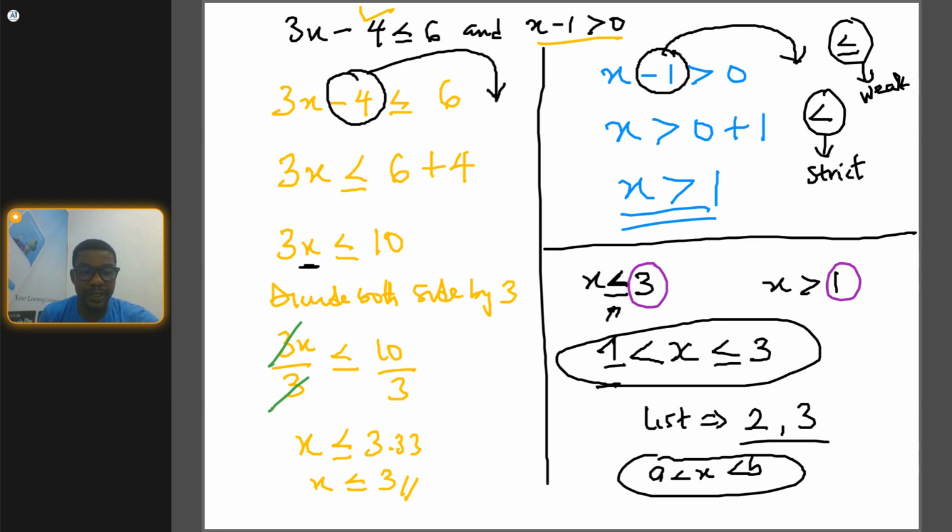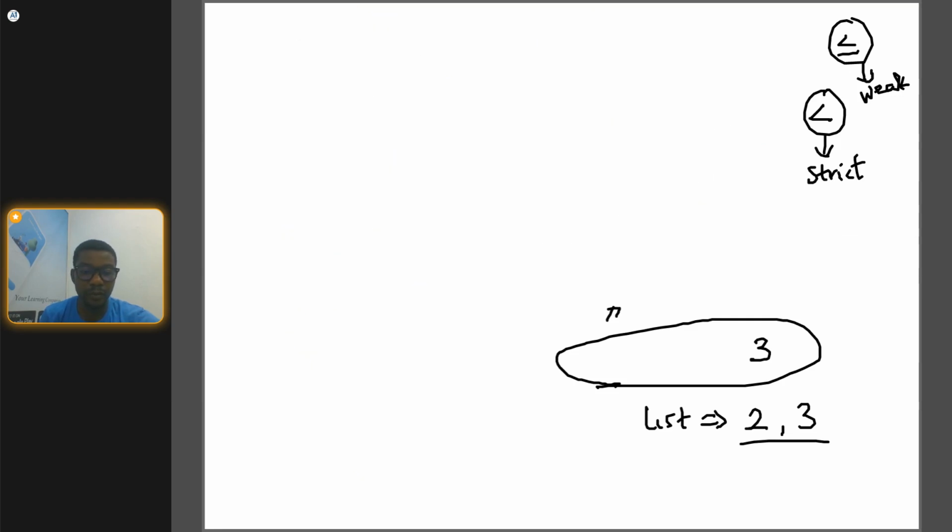So let's consider the second question under range, under combinations and range. Permit me to wipe the board. Now we have question 2, still under inequality combinations and range.